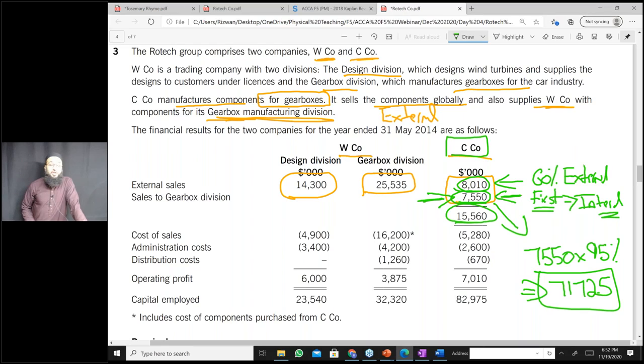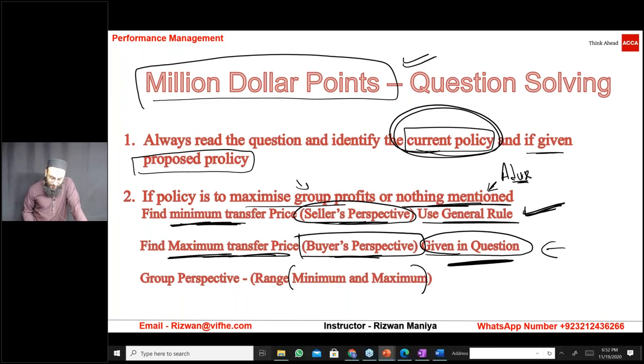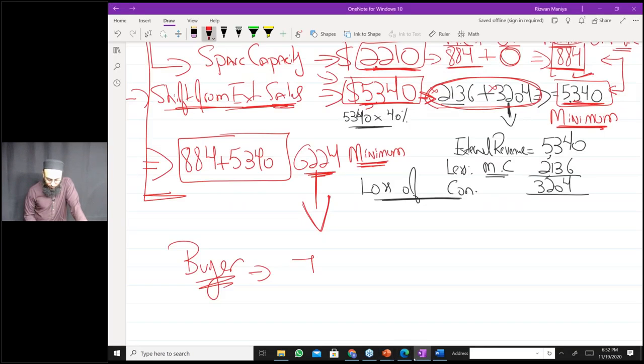And as I mentioned in my $1 million points, this will always be given in the scenario, because if it is not given, you can never get to know the maximum from the buyer's perspective. Find it in the scenario. That's it. Nothing to worry about. Simple. Clear? So the maximum from the buyer's point of view will be 7172.5.